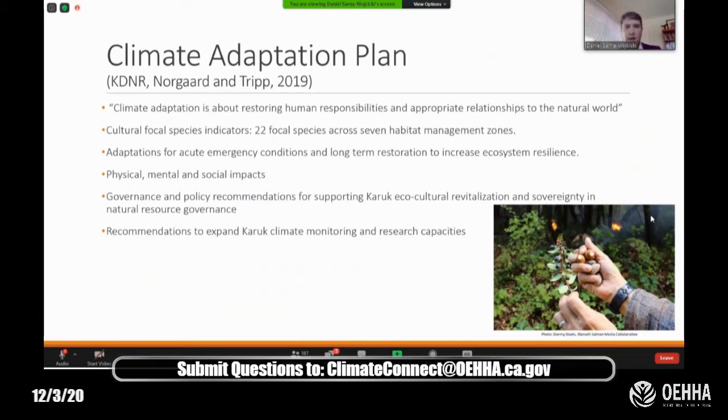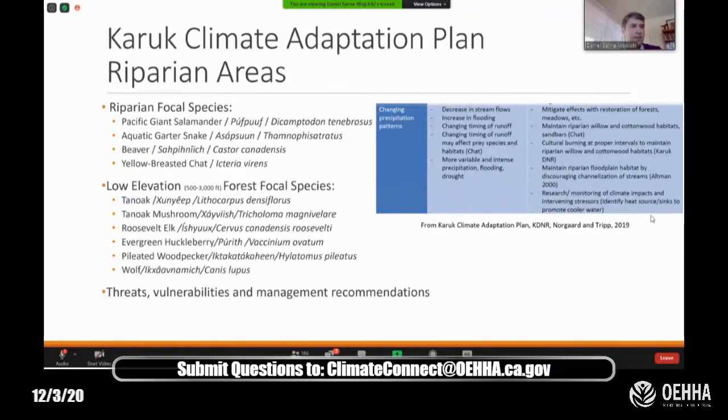Their climate adaptation plan was published in 2019, led by Kari Norgard from University of Oregon and Bill Tripp, who's the director of Karuk Department of Natural Resources. This adaptation plan focuses on 22 culturally significant species across 7 habitat management zones. Here's some examples of those.